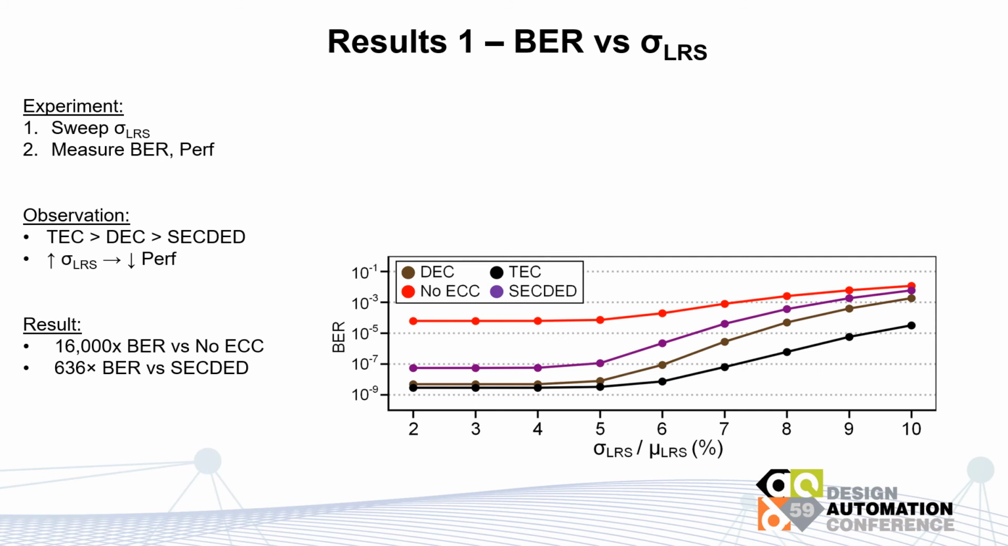The first result I am showing is bit error rate versus LRS variation. We sweep LRS variation from 2 to 10%, which is roughly what we expect from RM based on our measurements and results in the literature. As expected, we find that triple error correction does better than double error correction, SecDed, and ECC.